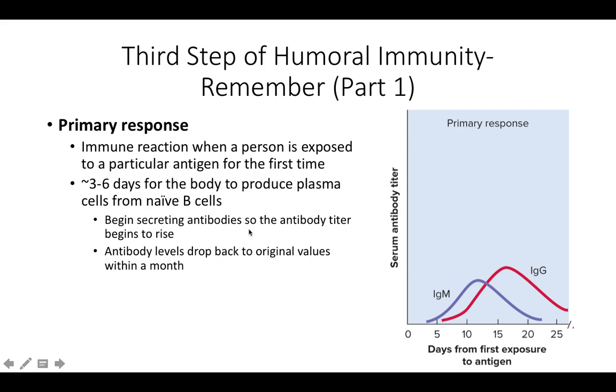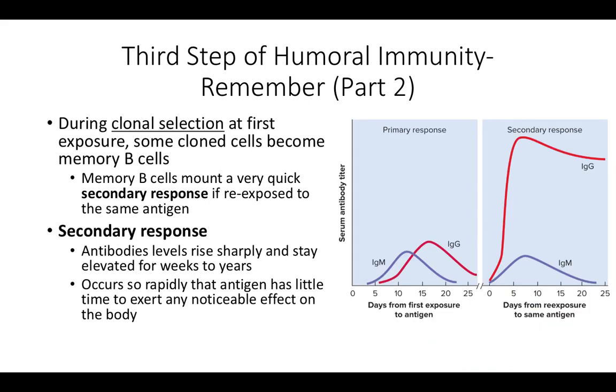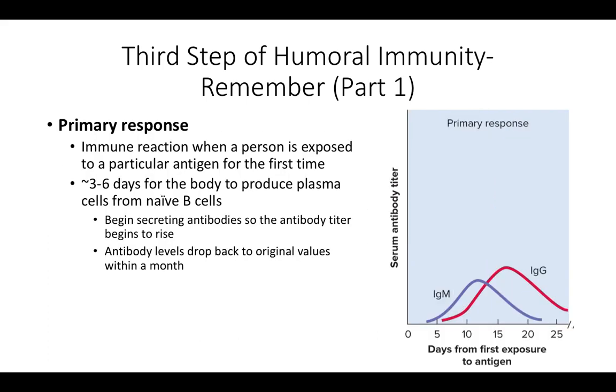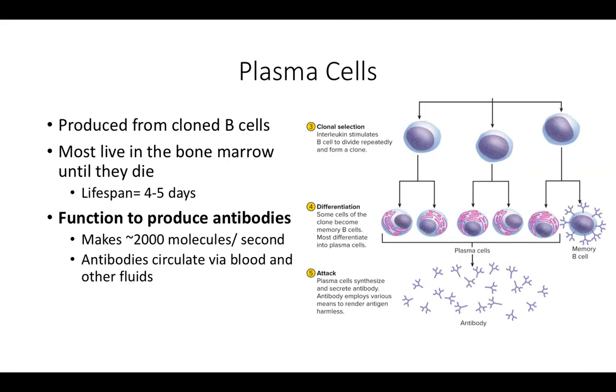So what happens is we see that at about 6 days after exposure to an antigen, our body starts to produce antibodies. It'll peak and it'll come back down and drop back to normal within about a month or so. During clonal selection at that first exposure, we saw that some of those clone cells become memory cells. So let's go back up here. We get a bunch of plasma cells which create antibodies, but we also get memory cells.